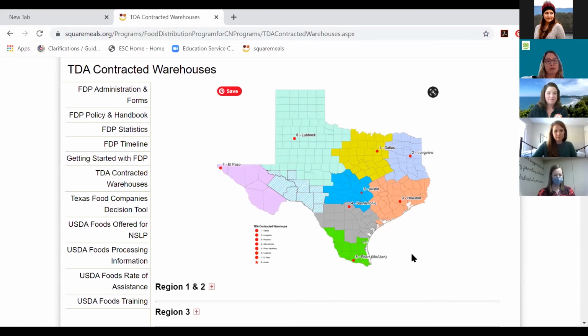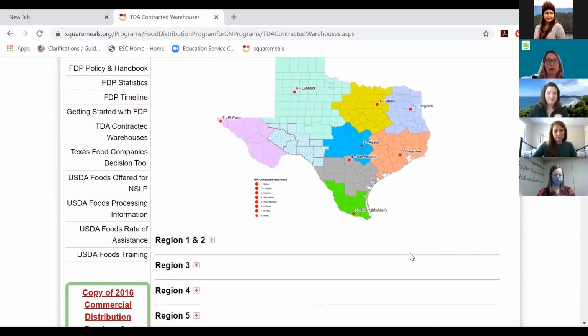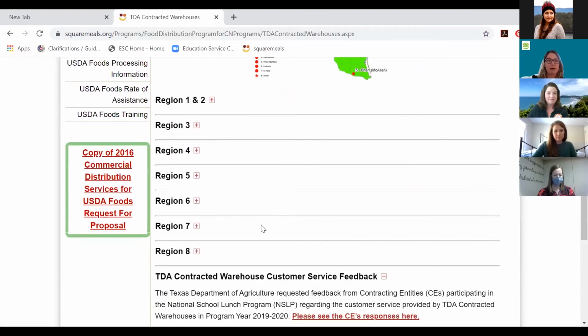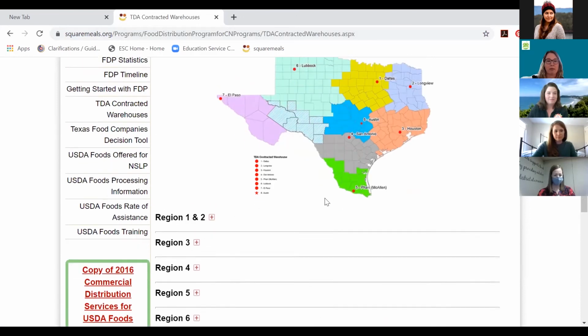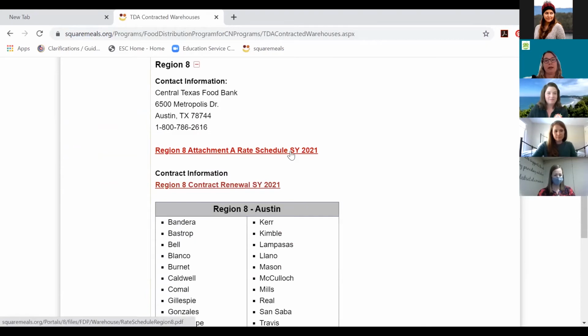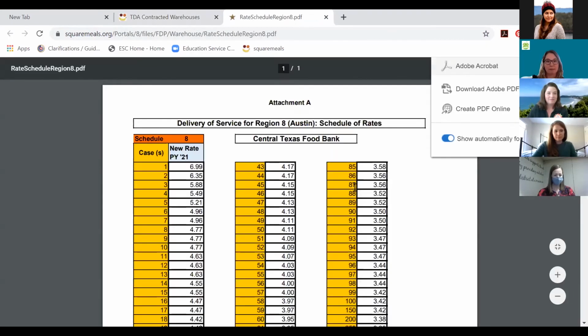So it's important to kind of keep track of that and know. And in terms of the actual fees that you're paying, we can go down here. And so we are in Austin here, we're in region 8. So I can click on that. And I can see that I can check out my rates.